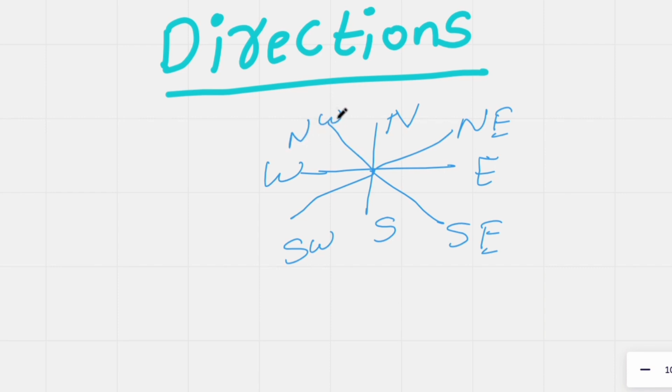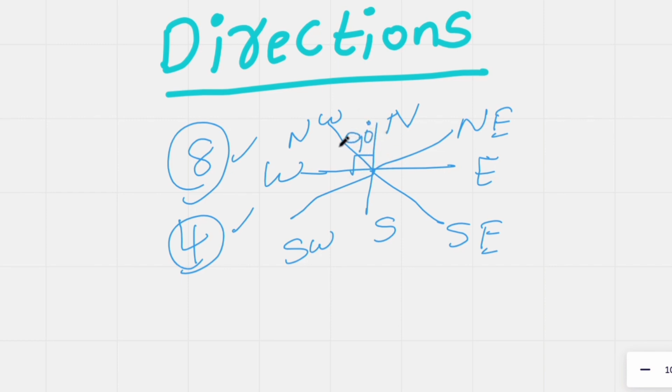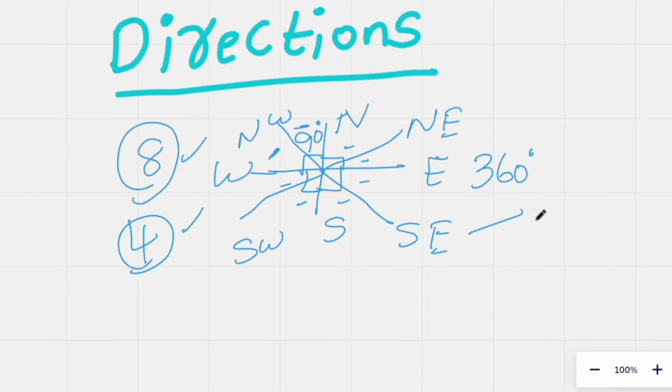Now, let's look at the angles. A complete circle is 360 degrees. The angle between any two major directions, like north and east, is exactly 90 degrees. When we add the subdirections, they split that 90-degree space into two 45-degree angles. So from north to northeast is 45 degrees and from north to east is 90 degrees. Knowing these 45-degree intervals is key to solving rotation problems.